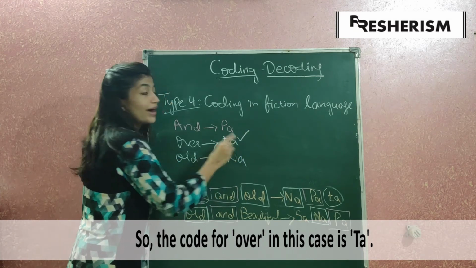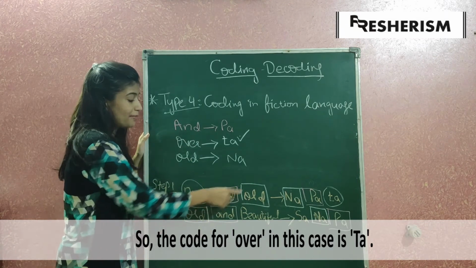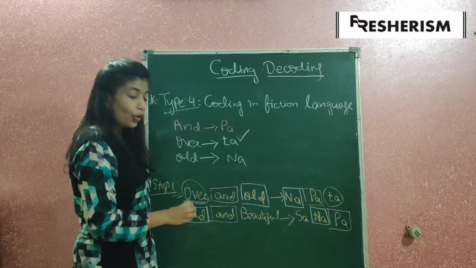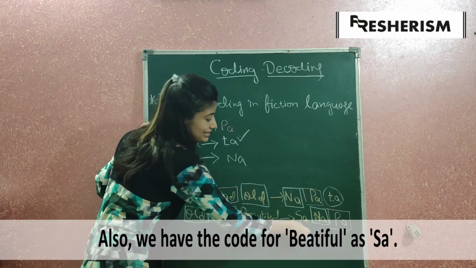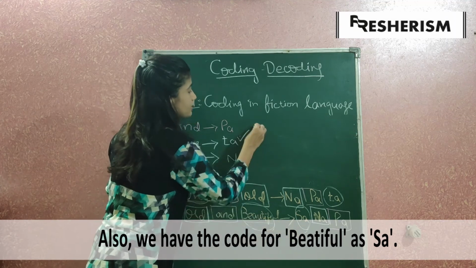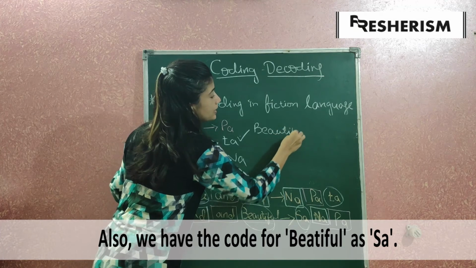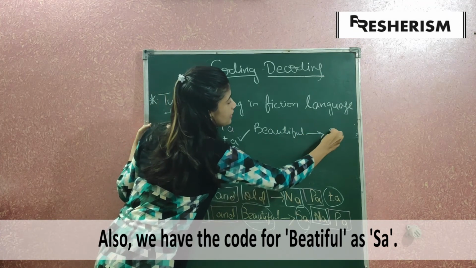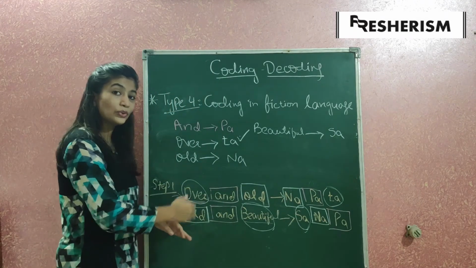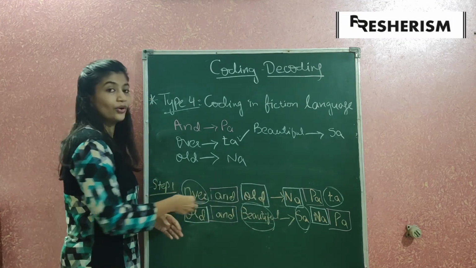We have identified the code for the word over if there are more than one same word in the two sentences. This also shows that the code for the word beautiful is SA. The code for the word beautiful is SA. Right. So, if in the question there are more than two same words and more than two same codes, then we can identify the code for the third word.